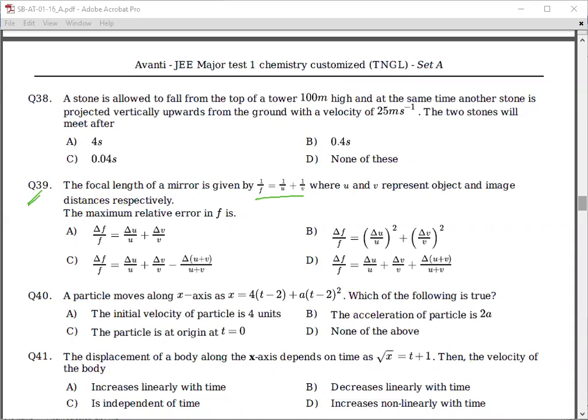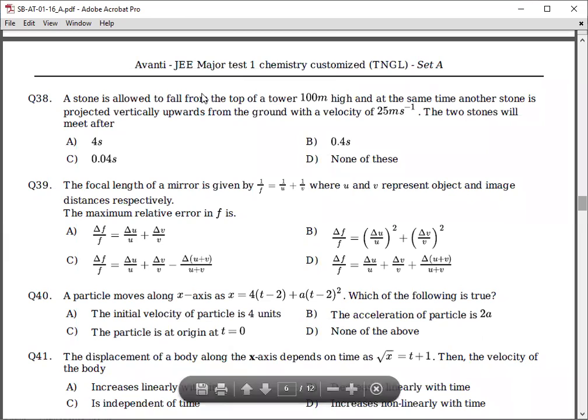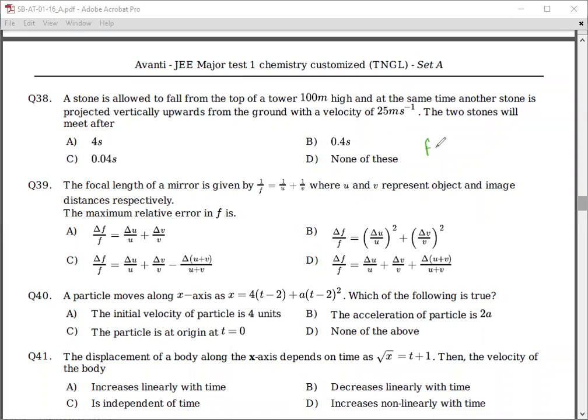Correct, right? So if you rearrange it, think about it. If you rearrange it, I guess all of you know this. F will be equal to what? Take LCM, solve it, it should be u into v by u plus v. Yes or no? Very good. This will be the statement. Agree?